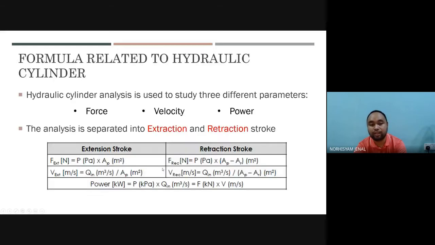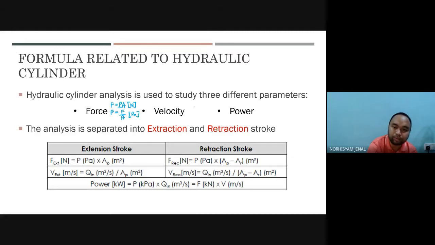Okay. All right. So how do you know how much force is required to do extension or retraction? These are the equations that you need to use. Hydraulic cylinder analysis is used to study three different parameters. Number one, force. Force is equal to pressure times area, or pressure is equal to force divided by area. The unit for force should be Newton, and the unit for pressure should be Pascal.